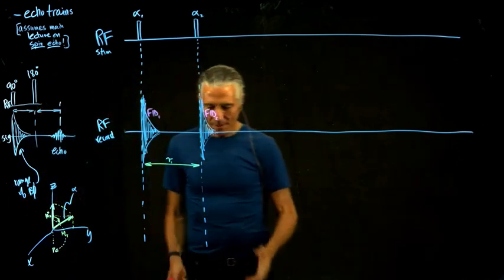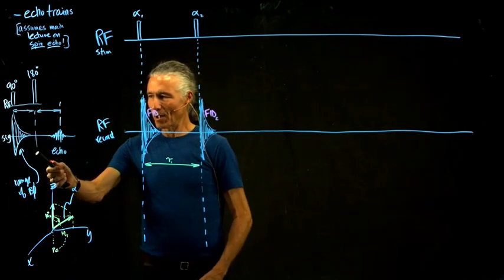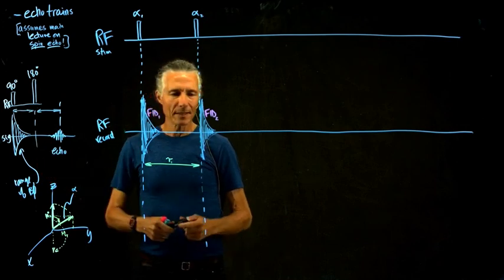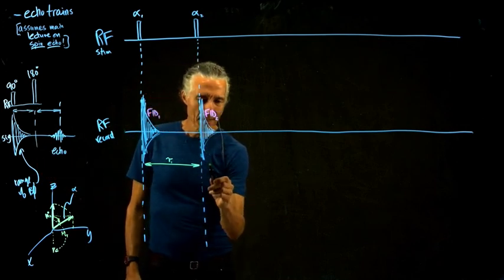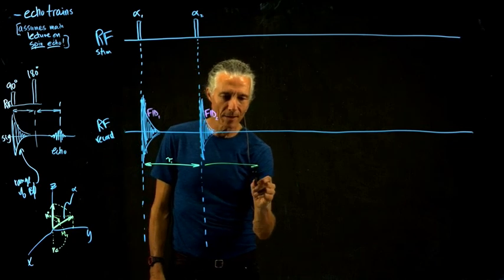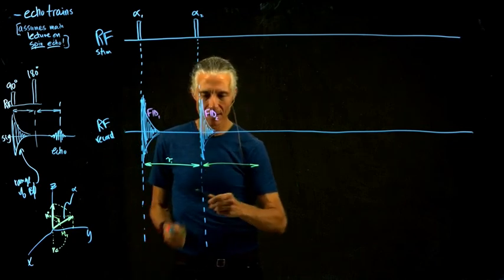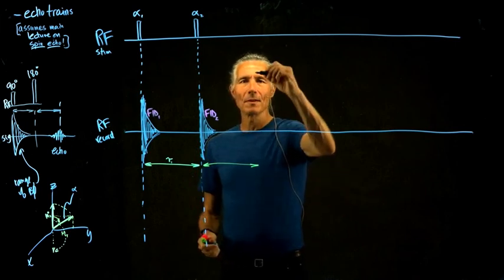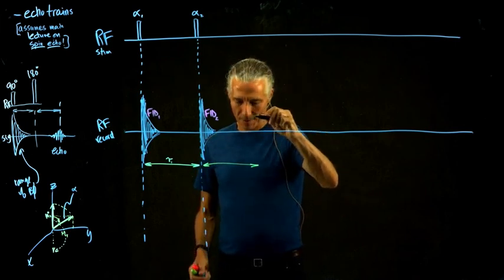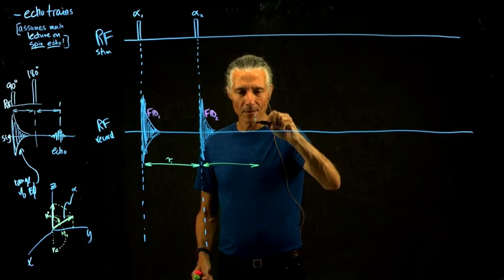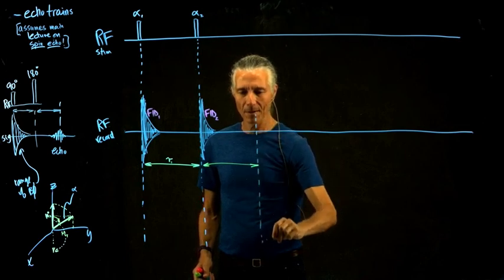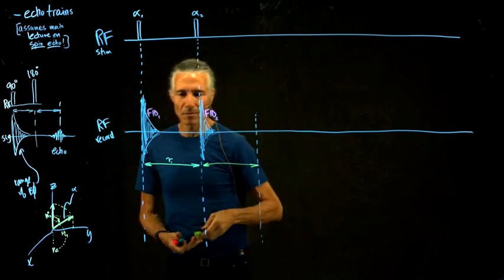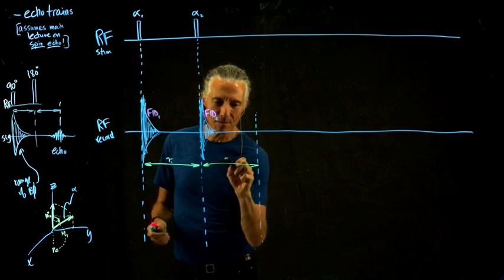So what happens, I'm just going to redraw what happened in this case. That amount of time later, we'll get a spin echo. So here's our spin echo. Tau 1 amount of time later, we get a spin echo.